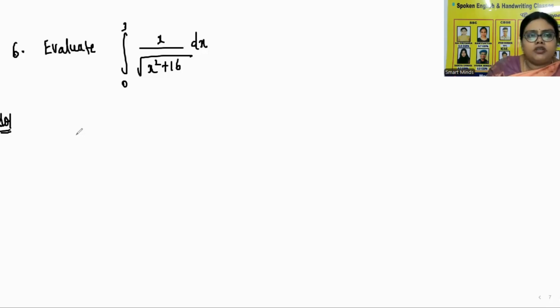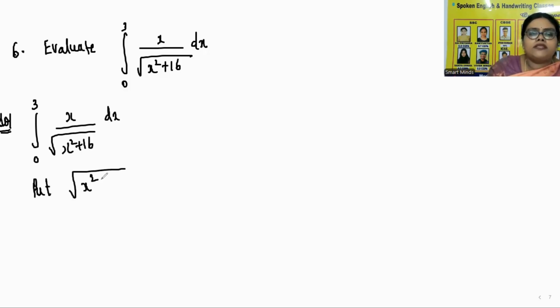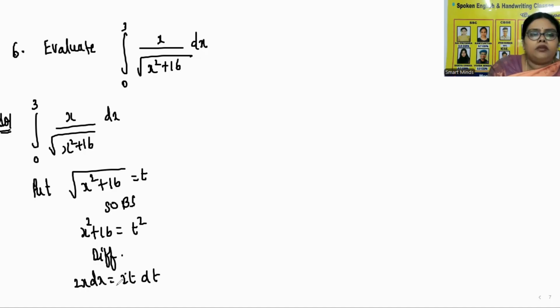Now take the next question. Integral 0 to 3 x by root over x square plus 16. So first let us write down the given integral 0 to 3 x by root over x square plus 16 dx. Now let us put root over x square plus 16 as t. So if we square on both sides, we get x square plus 16 is equal to t square. Now let us differentiate it. So we get 2x dx is equal to 2t dt. 2 gets cancelled. So you will get x dx is equal to t dt.